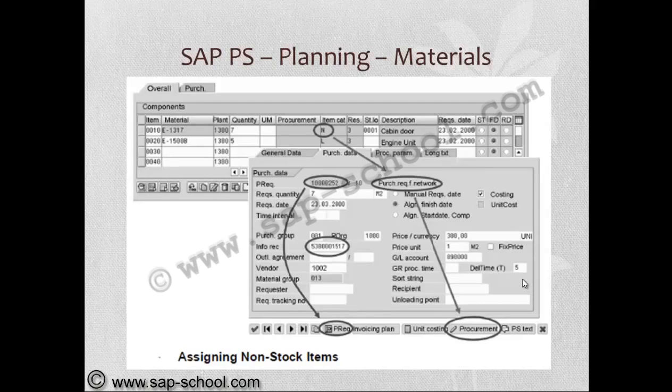So whenever we assign a non-stockable item to a network activity, the activity details will have the purchase requisition number and the procurement indicator, in this case purchase requisition for network, and the info record number, and purchase organization, and some other details can be seen in the information tab.